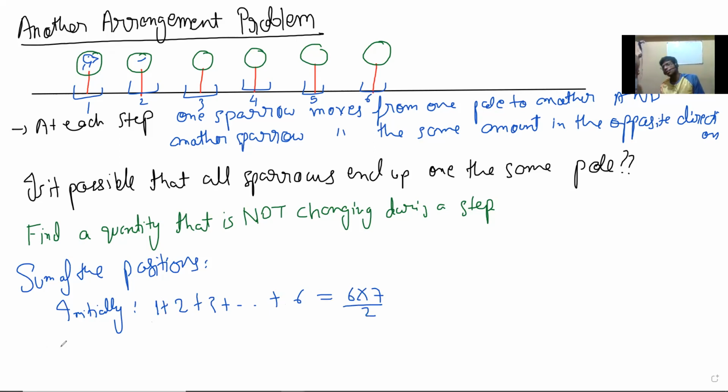What happens? Can you show that this quantity doesn't change after a move? So you see what this quantity is, right? For each sparrow, I'm taking his or her position and noting it down. I'm adding all the positions. So what happens is that when you make a move, you have two sparrows move in equal amounts in opposite directions.